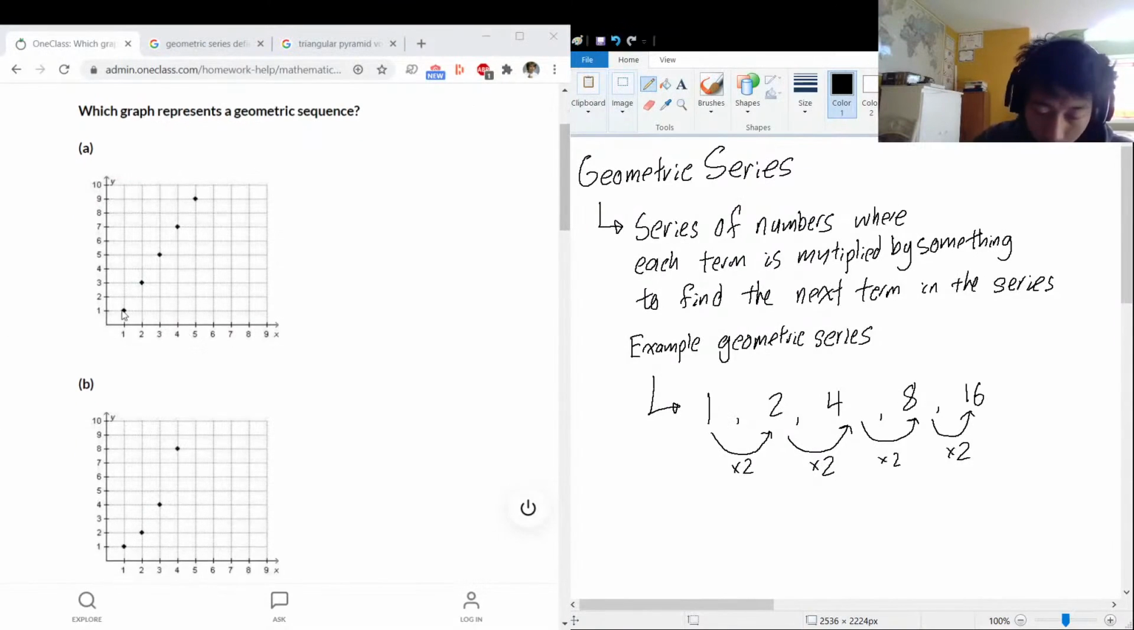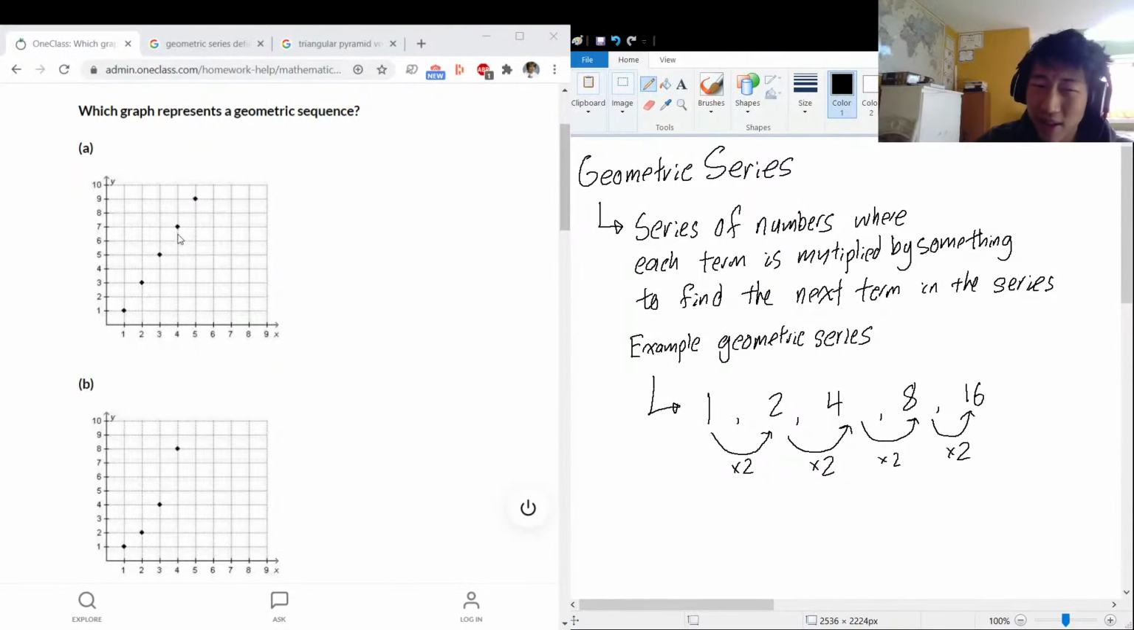So let's take a look at the first graph. The first term, when it's 1, its value is 1. The next value, at 2, is 3. If we divide this by its previous term, 3 divided by 1, that's 3. Now we take the next value and divide it by its previous term, 5 divided by 3. Oh, that's not the same answer that we got the first time. Say up here, that's the 5th term, so that's 9 divided by 7.